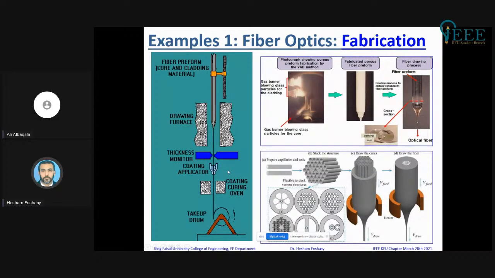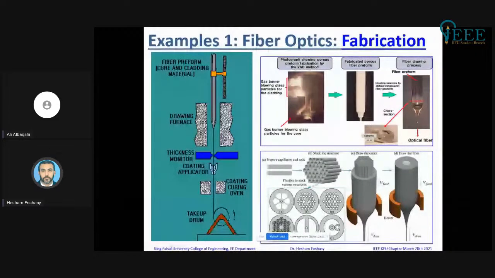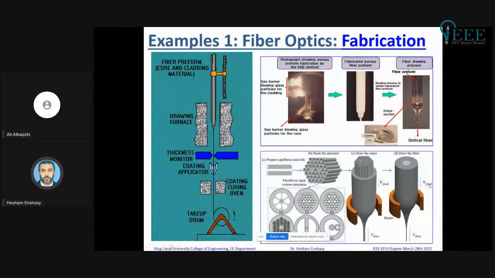Fiber optics nowadays is drawn in different shapes, like this one here, this shape in the core area, or this shape, different shapes according to the need, according to the type of fiber optics and what they want to make out of it.